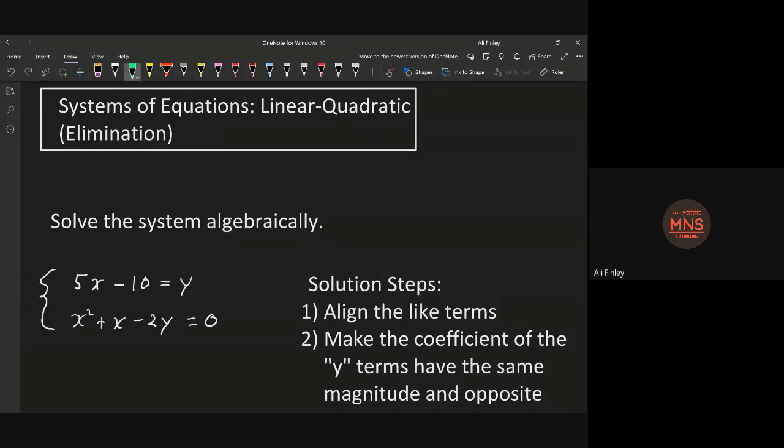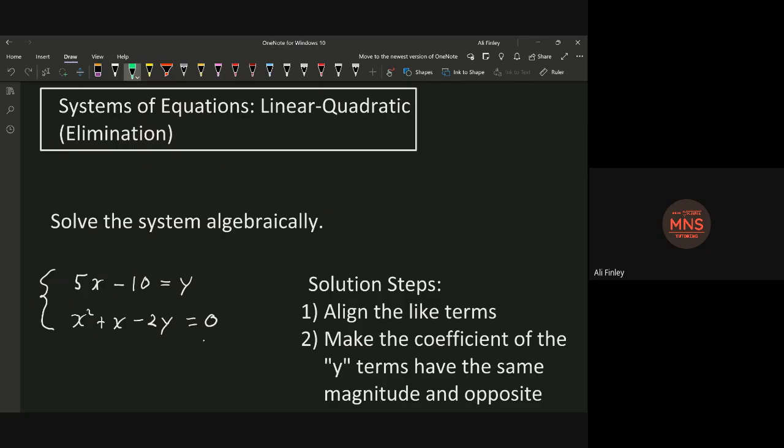Hello, mathematician. In this video, we explore solving a linear quadratic system algebraically. We're going to use the elimination method. Here we have a system of equations: 5x minus 10 equals y, and x squared plus x minus 2y is equal to 0.